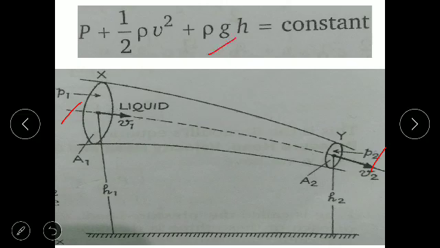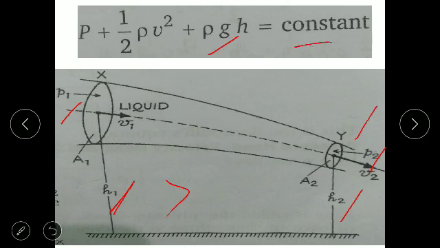Now the third one is the potential energy. The potential energy is because of the height. So at the point x, h1 is larger. At the point y, h2 is smaller. Comparing h1 and h2, h1 is greater than h2. So directly what we can say is, potential energy at point x is larger than the potential energy at point y. So this way every energy changes at every single point, but overall it is always constant.